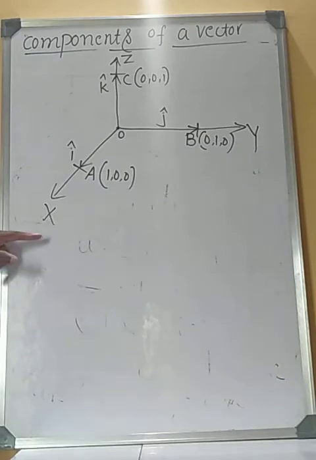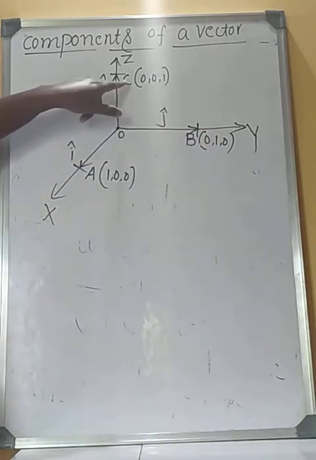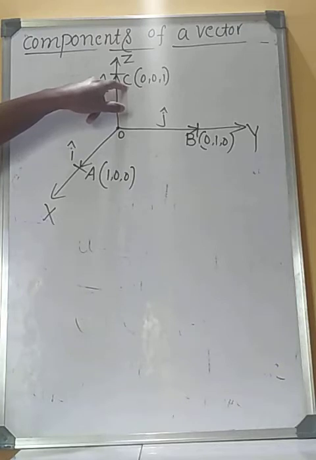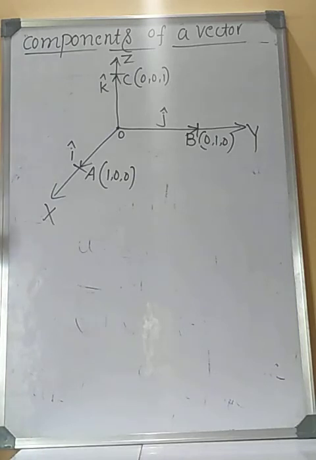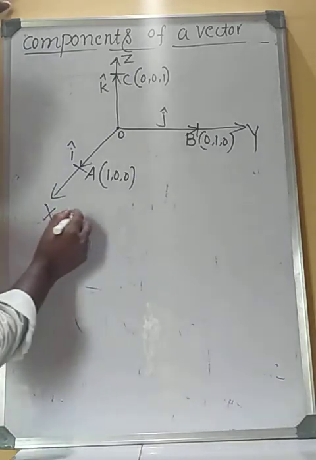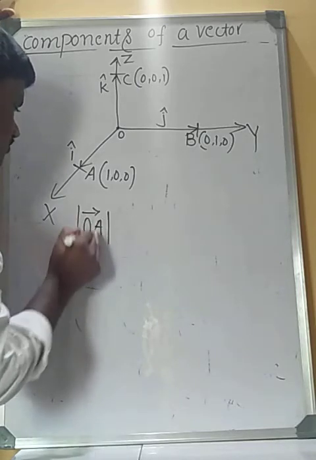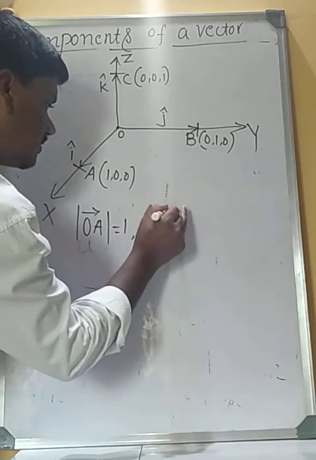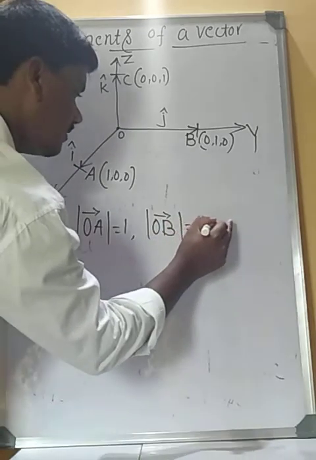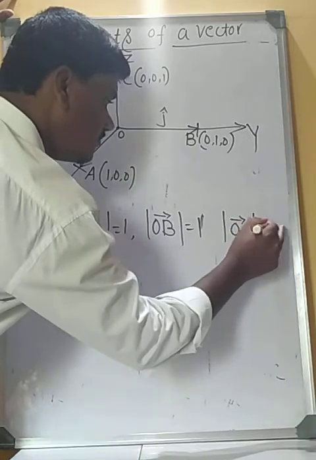So here the points A (1, 0, 0), B (0, 1, 0) and C (0, 0, 1) lie on the x-axis, y-axis and z-axis respectively. Then the magnitude of vector OA is equal to 1, the magnitude of vector OB is equal to 1, and also the magnitude of vector OC is equal to 1.